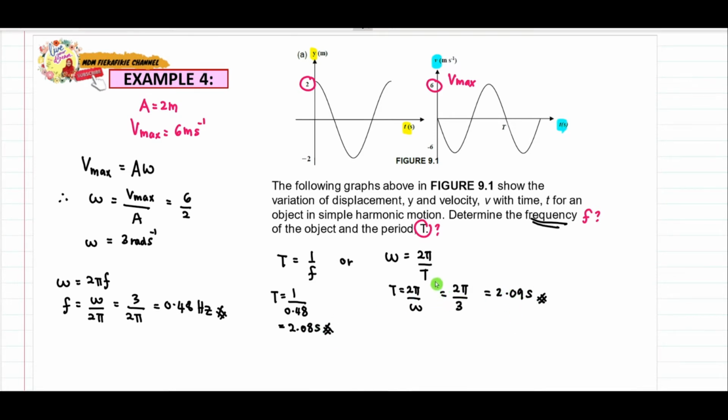Okay, so daripada graph, you mesti tahu baca graph. Ini adalah maximum displacement. Maximum displacement adalah A. Tapi kalau graph V against T, nilai dekat sini adalah maximum velocity. Kalau kita ada graph A against T pula, nilai amplitude of the graph adalah A maximum. Boleh? Okay, finish example number 4.